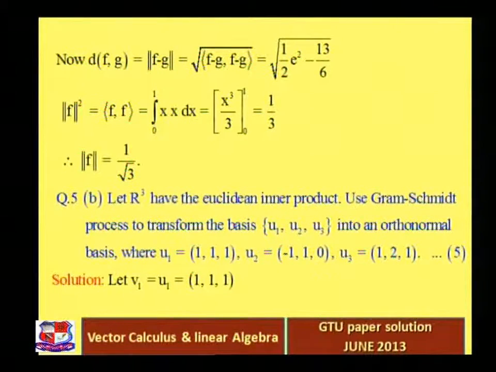There are some formulas: let v1 equal u1, and then formulas for v2 and v3. Once we get the values of v1, v2 and v3, to go from an orthogonal basis to an orthonormal basis, what we have to do is just divide each vector by its norm. When we get the orthogonal basis vectors v1, v2, v3, we want to find the orthonormal basis vectors. So what is the meaning of orthonormal basis vector?